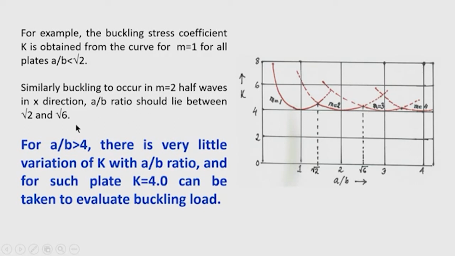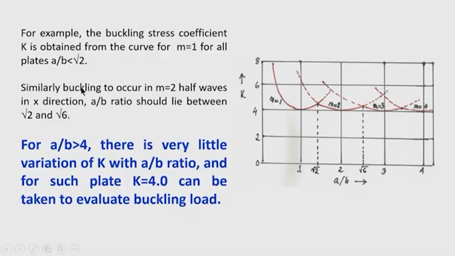Now, one thing you should note is that the number of half waves that we have taken in y direction is always 1 for this condition, that is, the boundary condition is that all edges are simply supported and the plate is compressed in the direction of length. When this condition is valid, we get one half wave in y direction. Y direction is the width direction, that is the shorter dimension, the longer dimension is a.